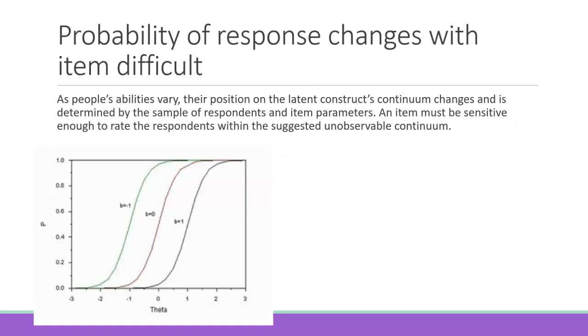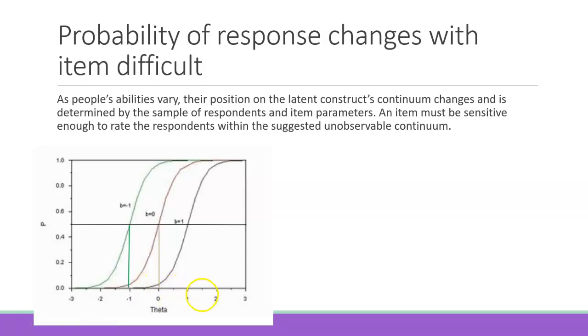And what's really cool is that all of these items differ. So the curve stays the same, but the ability level changes. That probability of response changes. So if we look at the 50-50 shot across these 3 items, green, brown, and gray, we can quickly see that this green item is the easiest. People who have lower abilities or lower endorsement of the construct have a 50-50 shot of getting this item correct with a -1 ability.